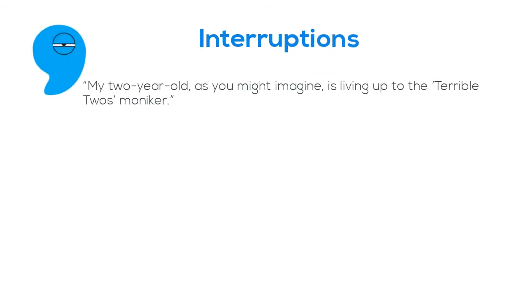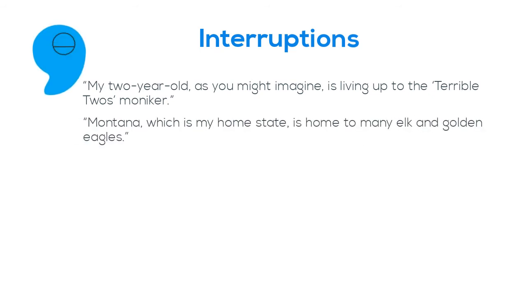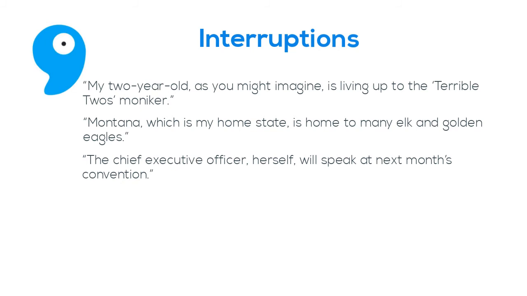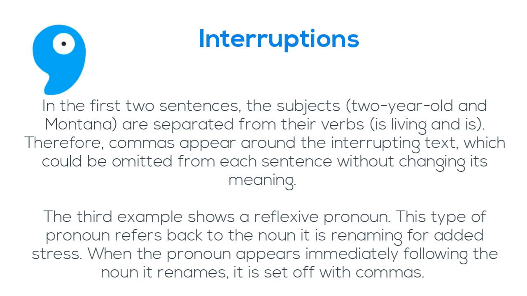My 2-year-old, as you might imagine, is living up to the Terrible Twos moniker. Montana, which is my home state, is home to many elk and golden eagles. The Chief Executive Officer, herself, will speak at next month's convention. In the first 2 sentences, the subjects, 2-year-old and Montana, are separated from their verbs, is living and is. Therefore, commas appear around the interrupting text, which could be omitted from each sentence without changing its meaning. The third example shows a reflexive pronoun. This type of pronoun refers back to the noun it is renaming for added stress. When the pronoun appears immediately following the noun it renames, it is set off with commas.